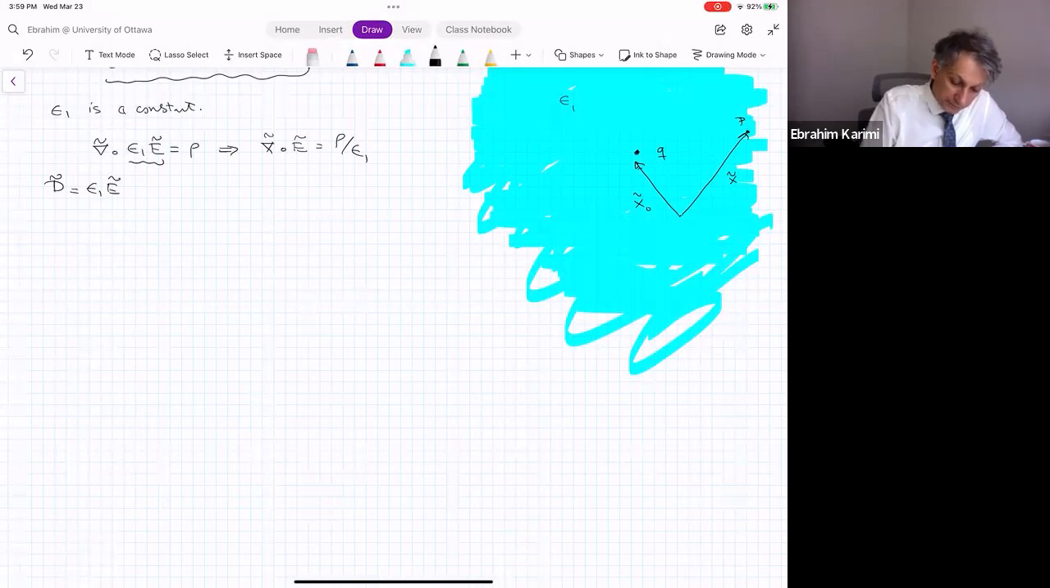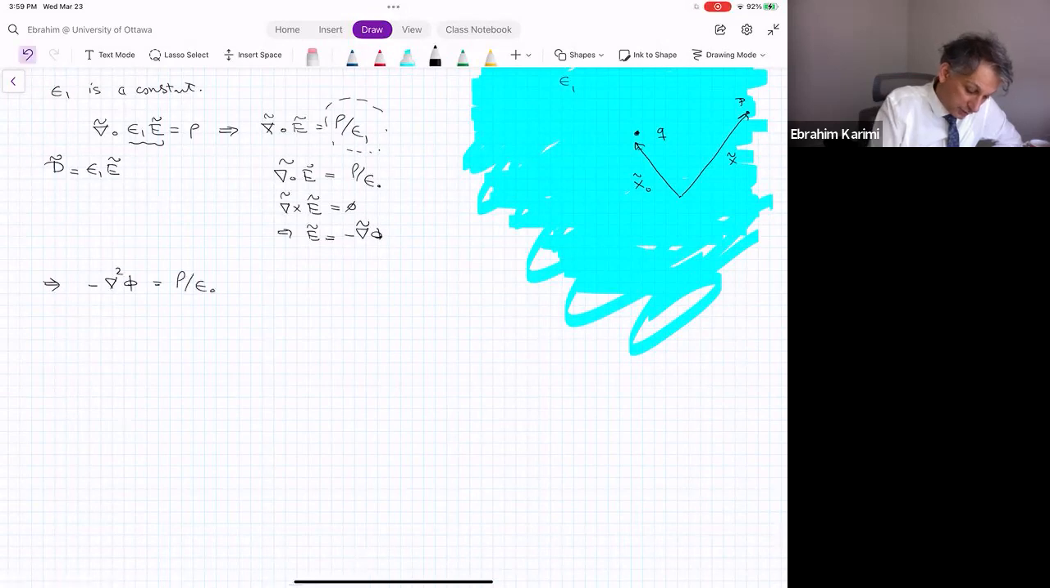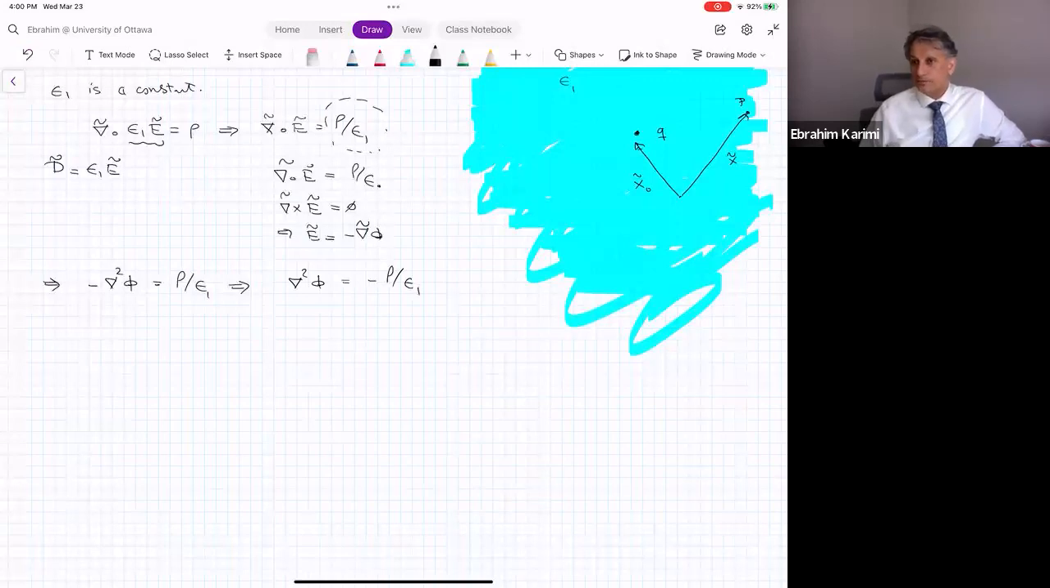So what's that? Are you able to solve this problem? Divergence of E equal to rho divided by epsilon naught, and of course curl of E is equal to 0, which means that E is given by minus gradient of a potential. So the above expression will be simplified into minus Laplacian of phi equal to rho divided by epsilon 1. Then it means that Laplacian of phi is equal to minus rho divided by epsilon 1.